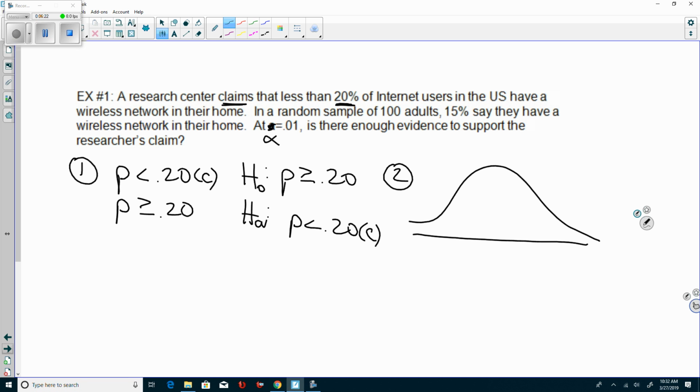HA. Okay, so is this a left tail or a right tail? Left tail. That's a left tail. Like I said, 90% you have it. And this is 0.01, that's my level of significance.